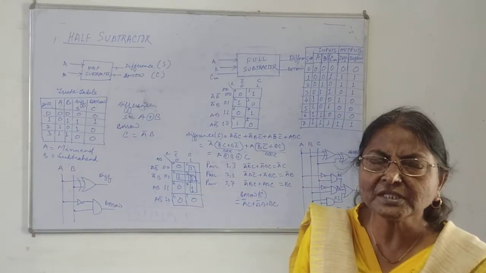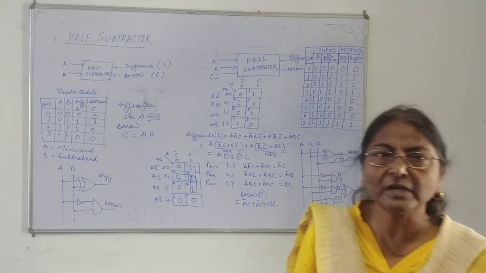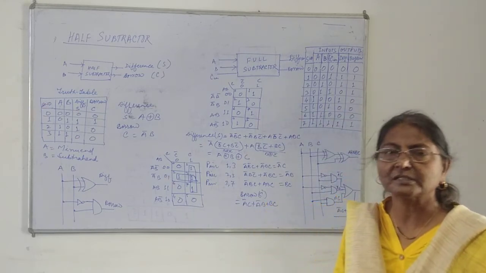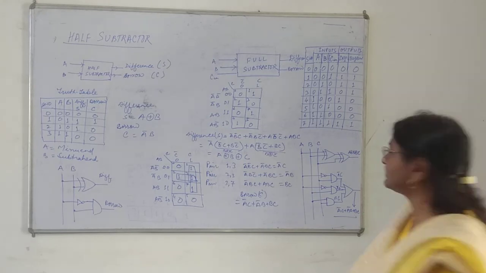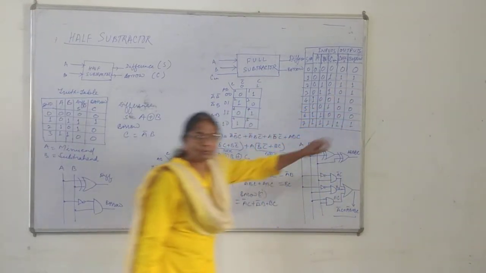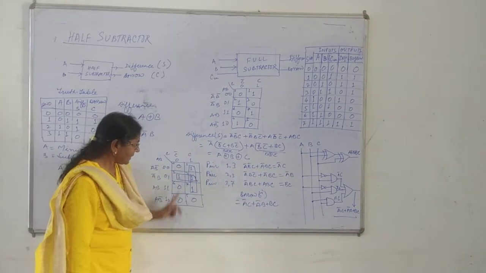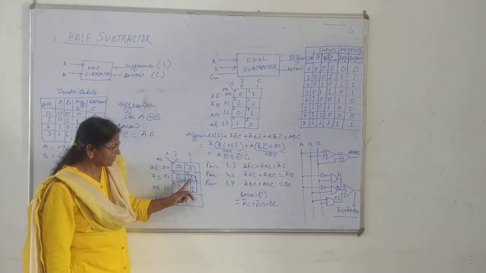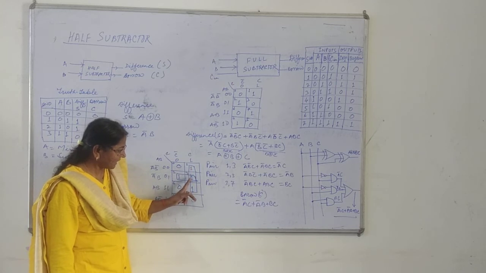So the difference and sum. In case of full adder, the circuit for the sum is the same as the circuit for the difference in full subtractor. Okay, now we take the borrow output. Here I have placed the map and we have got 3 pairs. 2 3 is a pair, 1 3 is a pair and 3 7 is a pair.